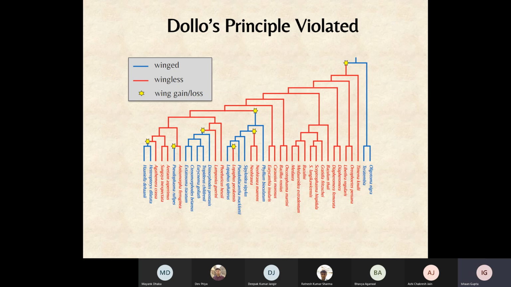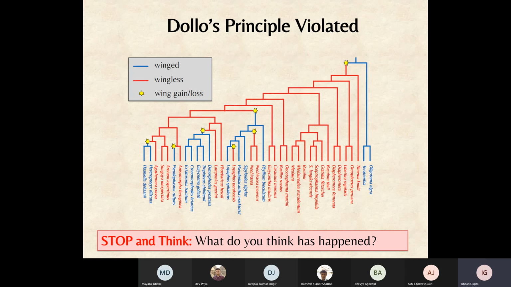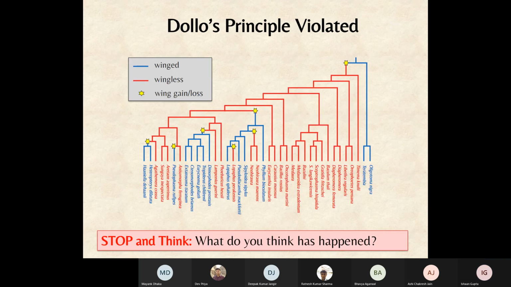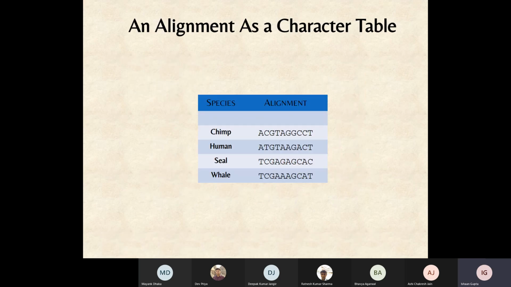So therefore it's not a good idea to construct these trees from physical characteristics. Therefore, people have suggested to make these phylogenetic trees from actual nucleotide sequences, because this is what the substrate of evolution is, right? Evolution is happening on nucleotide sequences.